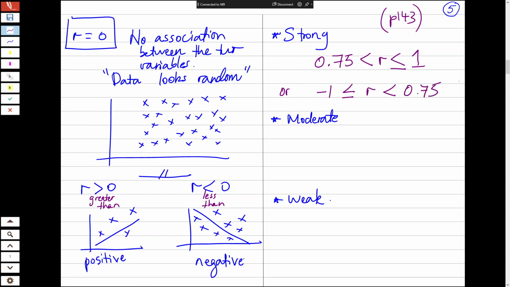Okay, I'm just a little bit wary of using these symbols. Do you know what these symbols mean? Okay, so if you're a bit confused by this, please let me know. It sounds like most of you know what these mean. When you have a line underneath, that means or equal to. When you don't have the line, you don't count the value. So if the size of R is between 0.75, not including 0.75, and 1, including 1, we're going to call that strong.